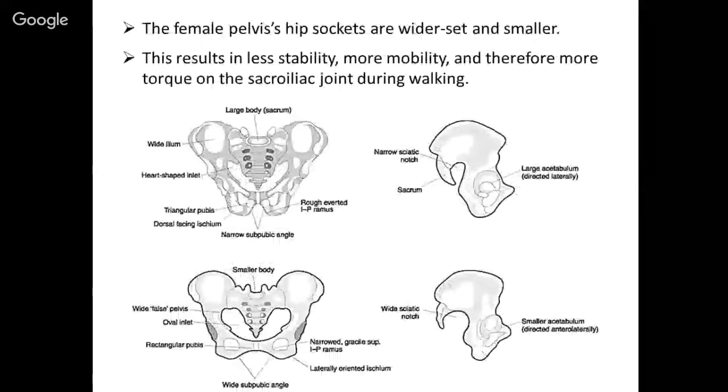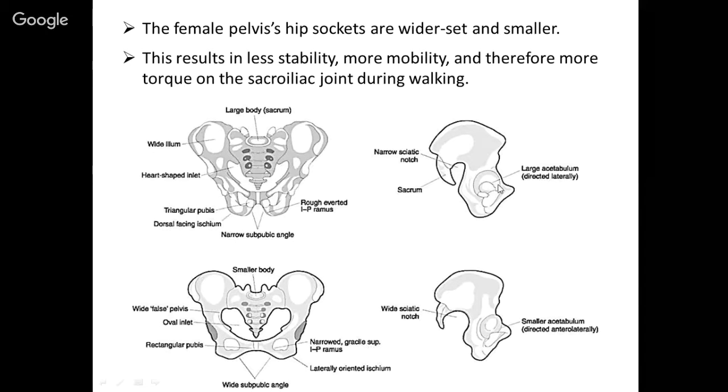So the female pelvis's hip sockets are wider set and smaller. So you can see here, this is the female pelvis again on top. Now it's reversed in this image. The male pelvis is on top, so you've got the narrow pubic angle, you've got the larger vertebral body, and on the women, you've got the wider base and the smaller body.